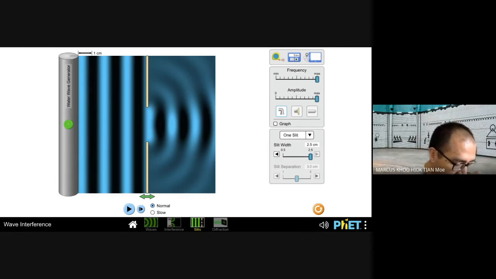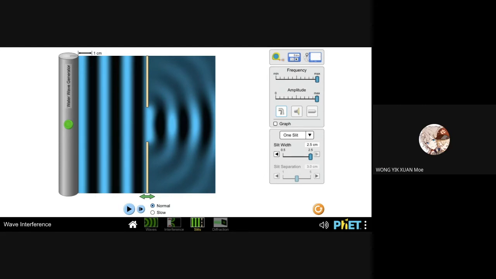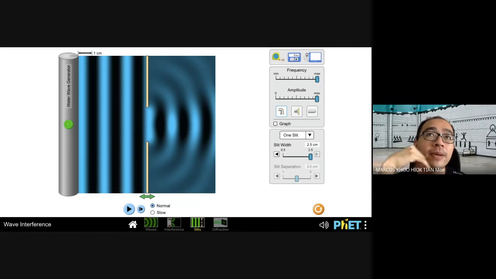Okay, what is the relationship between the shapes of the diffracted waves and the size of the gap? The bigger the size of the gap, the smaller the shape of the diffracted wave. Okay, I think that's a good try. Anybody else got any suggestion?